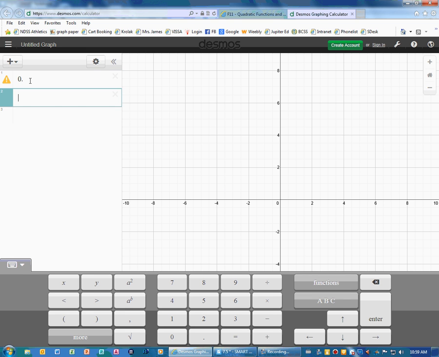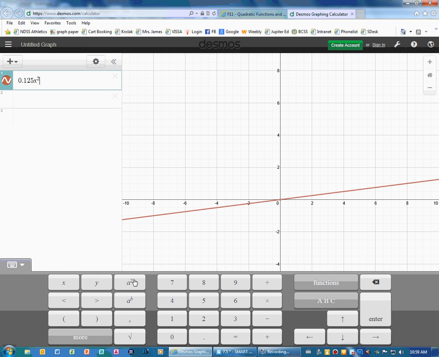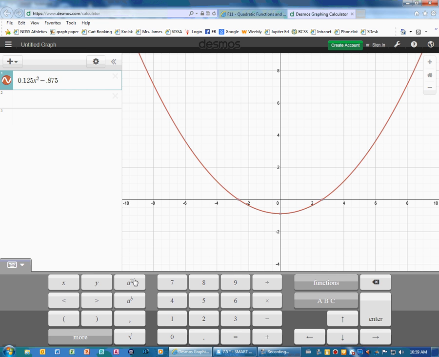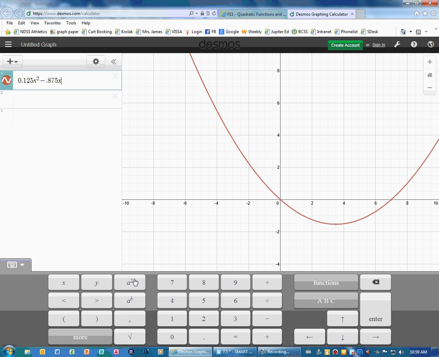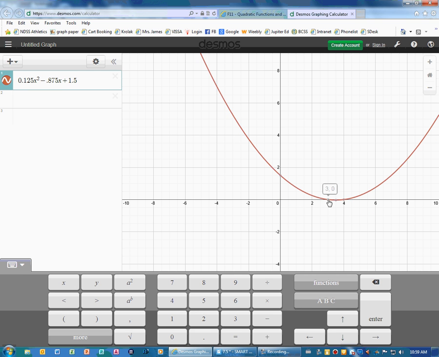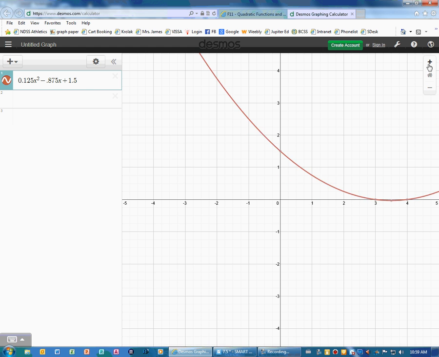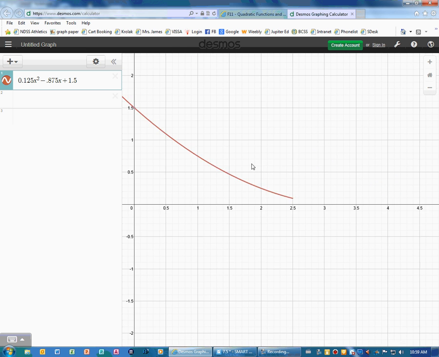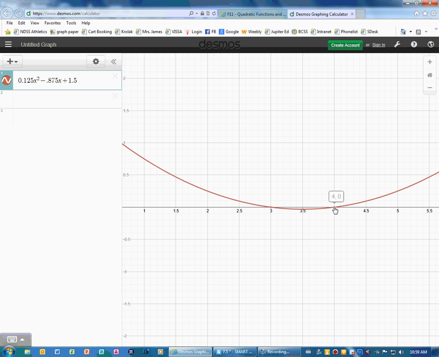So 0.125x squared minus 0.875x. And remember, we brought that 1.5 over, plus 1.5. So there's your 3. That's the vertex. There's your 4. Okay, so that kind of verifies. You could always zoom in just to see for sure that this graph goes to the x-axis at 3 and 4. So that's one way you could verify your solution.